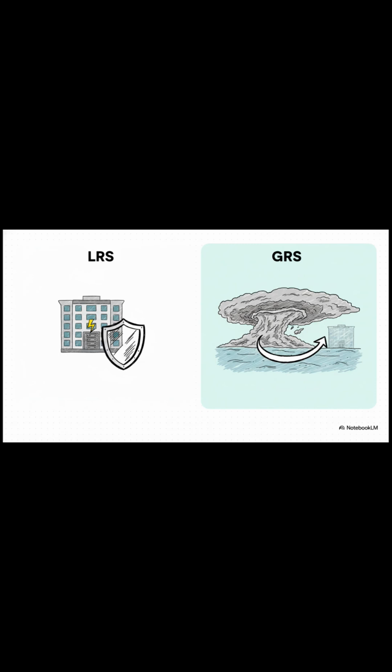And this really shows you the main trade-off. On the one hand, you have locally redundant storage, or LRS. It's cheaper and it protects your data if, say, a server rack fails inside one data center. But on the other hand, you have geo-redundant storage, or GRS. This costs more, but it gives you maximum protection by copying your data to a totally different geographic region. It's your safeguard against a really big disaster.